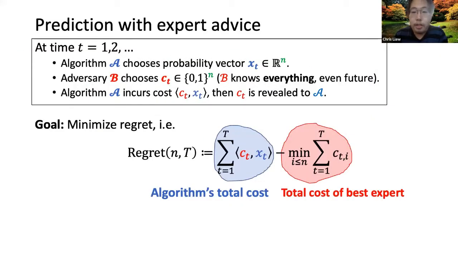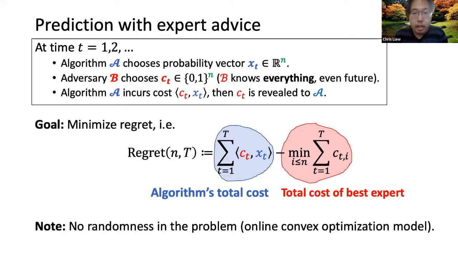Okay, the objective is to minimize the quantity known as regret, which is defined to be the cost of the algorithm minus the cost of the single best expert in hindsight. And note that the problem doesn't actually contain any randomness. The algorithm is deterministic, and so the sequence of cost vectors can also be predetermined by the adversary.